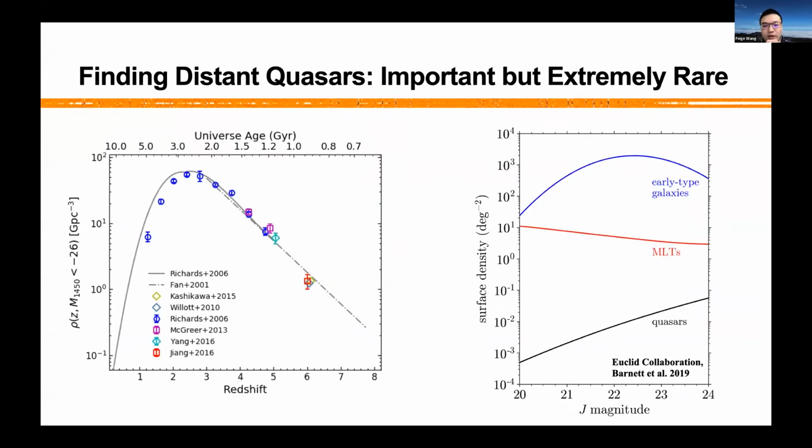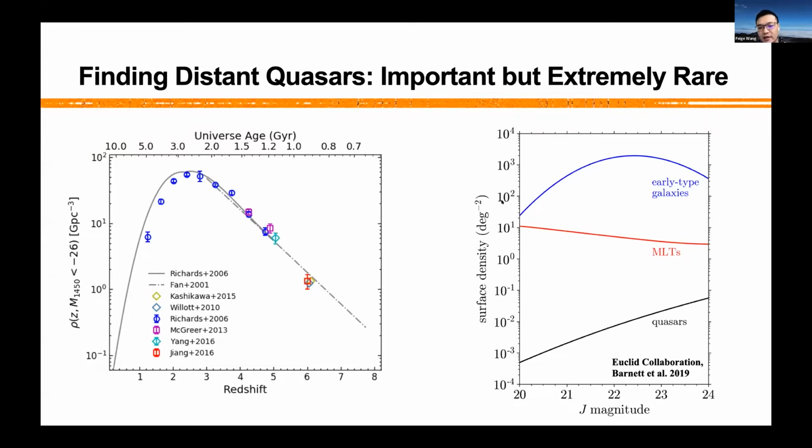As I said, quasars can provide much important information about the early universe, but they are extremely rare. In the left panel, I show the density evolution of quasars. You can see that the density of quasars peaks at redshift about 2 to 3, but declines very fast toward higher redshift. At redshift 6, it's only about 1 quasar per 100 square degrees of the sky for billion solar mass black holes.